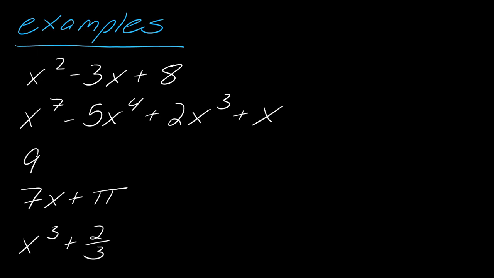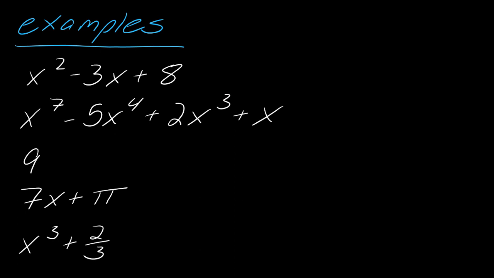So here are some examples. I want you just to look at them for a second. I've got x squared minus 3x plus 8. I've got x to the 7th minus 5x to the 4th plus 2x cubed plus x. I've got 9. I've even got 7x plus pi or x cubed plus 2/3. The thing that makes a polynomial is you can have any numbers that you want, but your exponents have to be positive whole numbers.